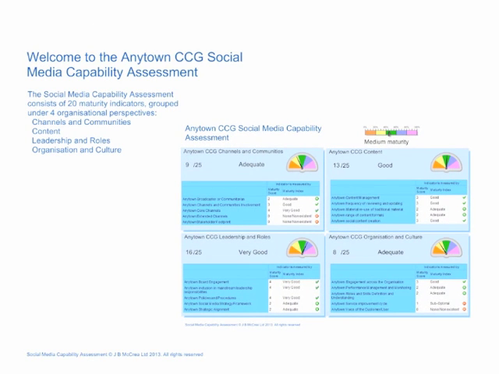So here is an example of the Social Media Capability Assessment in action. In this case, a demonstrator version for the fictitious NHS organisation Anytown Clinical Commissioning Group. As you can see, the capability assessment consists of 20 maturity indicators grouped under 4 organisational perspectives: channels and communities, content, leadership and roles, and organisation and culture.